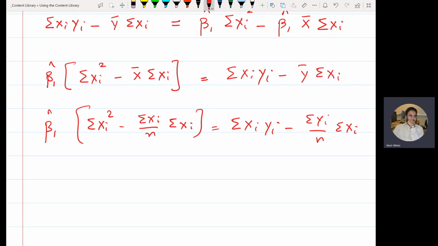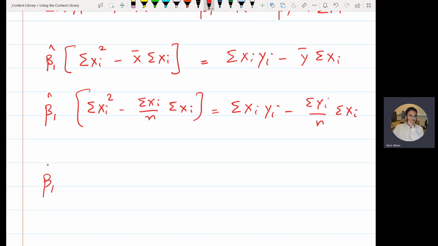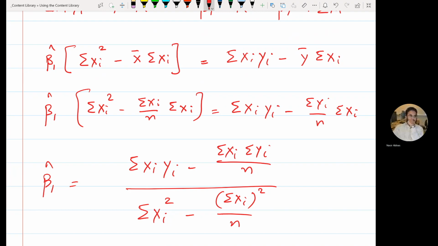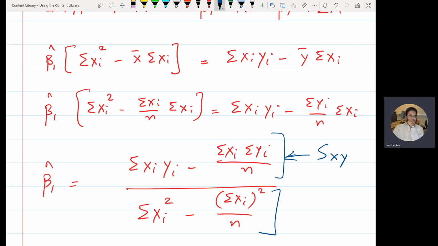Now take this term and take it to the other side. The one that is multiplied by beta 1 hat will be divided on the other side, and your beta 1 hat will be summation of xi yi minus summation xi summation yi over n, whole divided by summation of xi square minus summation xi whole square over n. Have you seen this thing before? We have seen this thing before. The only difference is you called this thing before sxy and you call this thing sxx.